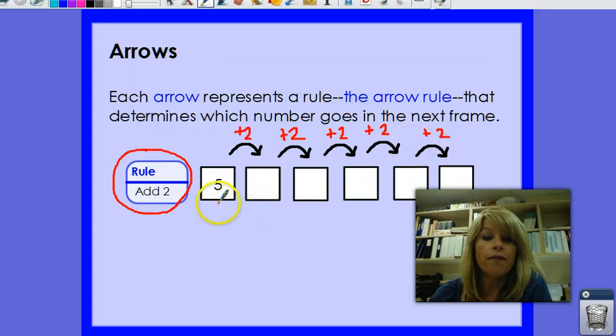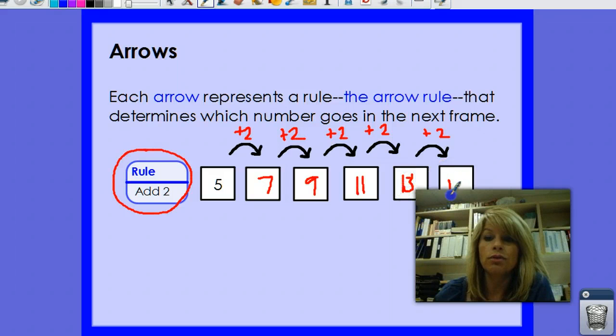Our first number is 5. If I add 2, I can count on: 5, 6, 7, 7 and 2, 8, 9, 9 and 2, 10, 11, 11 plus 2, 13, and 13 plus 2 is 15, and that completes our frames and arrows problem.